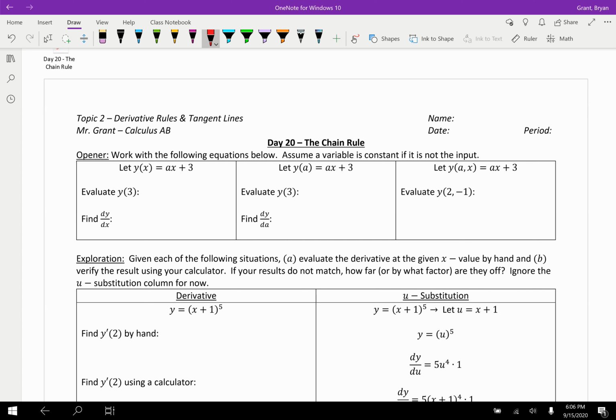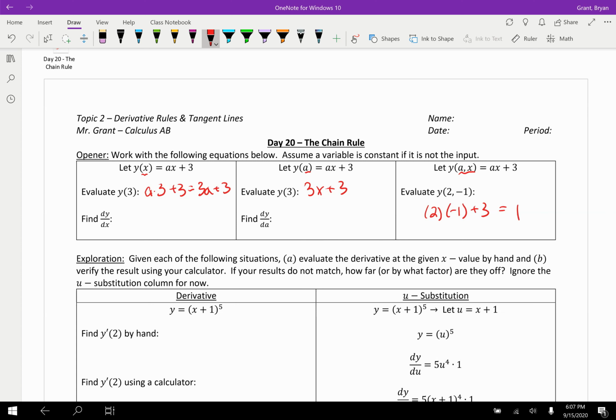How do we know what variable is the input? I think each of these is written in function notation, so we can see the input as we go through. If they ask you to find y of 3, we would just replace the x with 3, and it'd be a times 3 plus 3, or 3a plus 3, same thing. If we wanted y of 3 over here, now a is the input, so it'd be 3x plus 3. And last but not least, y of a, x is a function that takes two inputs. So y of 2 comma negative 1 is going to be 2 in for a, negative 1 in for x, plus 3. Negative 2 plus 3 is 1.